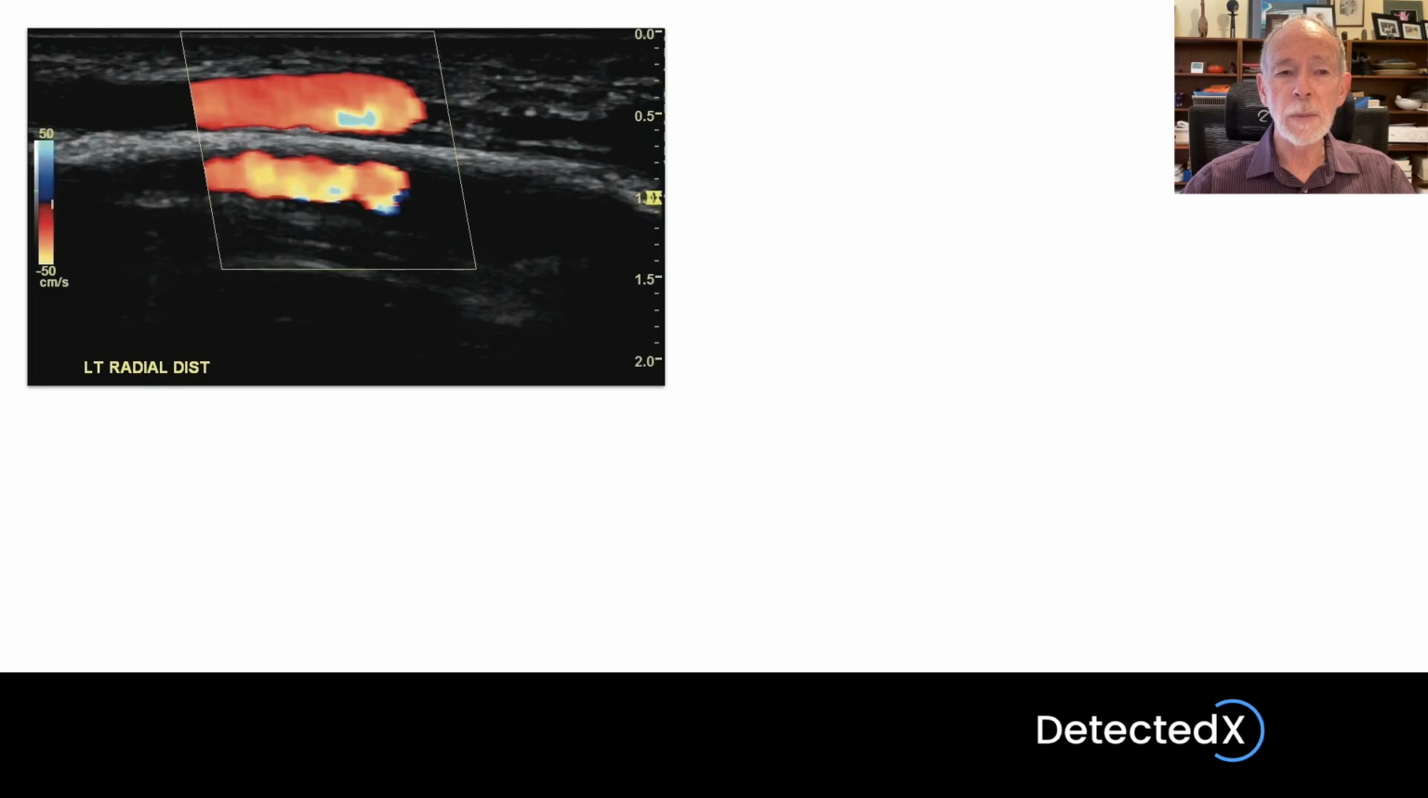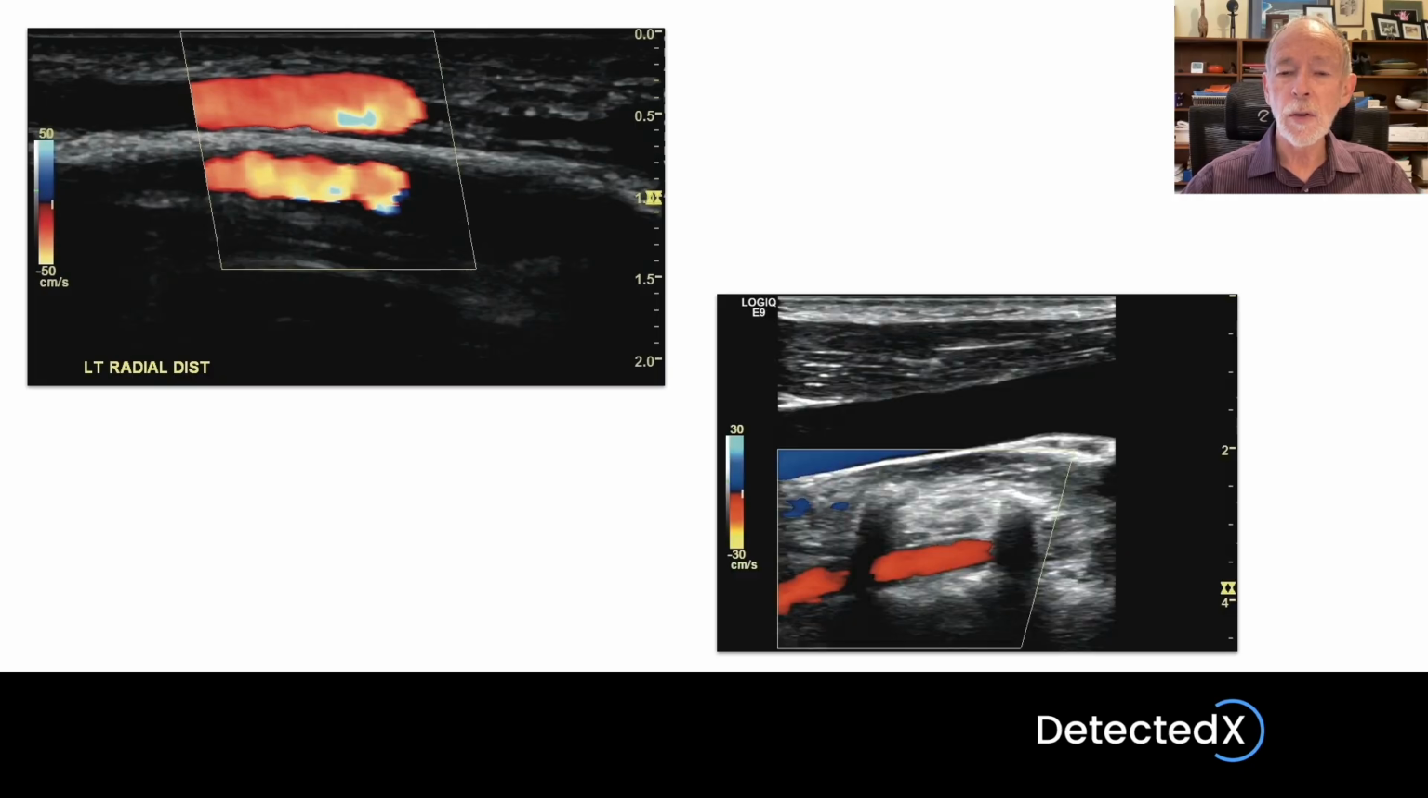In the upper left, we have an example of a mirror image artifact. There's a strong reflector immediately deep to the vessel, and this has caused a mirror imaging of the color display. In the lower right, we have an example of shadowing affecting both the grayscale image and also the color Doppler information. If I tried to get a Doppler signal using pulse Doppler from within that shadowed region, I wouldn't be able to get any signal. So these are just two examples of grayscale artifacts that can affect Doppler information as well.